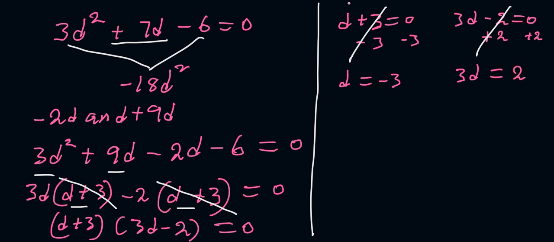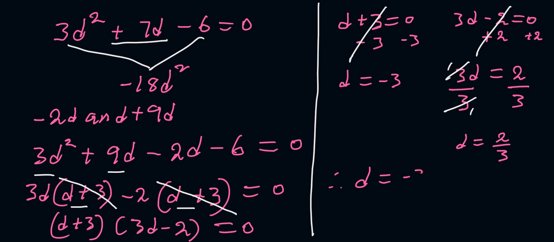So now we can divide both sides by 3. Divide both sides by 3, and 3 is going to cancel out. 3 divided by 3 is 1. So we are left with d on the left side, and this will be equal to 2 over 3. Therefore, the final answer is d is equal to negative 3 and 2 over 3. Final answer. I hope it makes some sense.